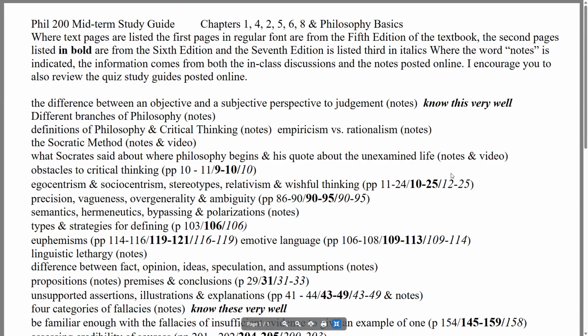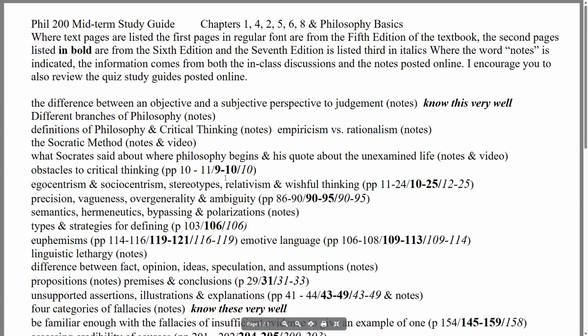If you look at the study guide, it will tell you exactly where each item can be found, whether in the notes that I post or from the textbook. Now, you may be using one of 3 versions of the textbook, and with that in mind, I have listed what pages they're on depending upon the version you may be using. If you are using the oldest one, the 5th edition, then they are the pages that are first listed, the ones in regular font, okay?